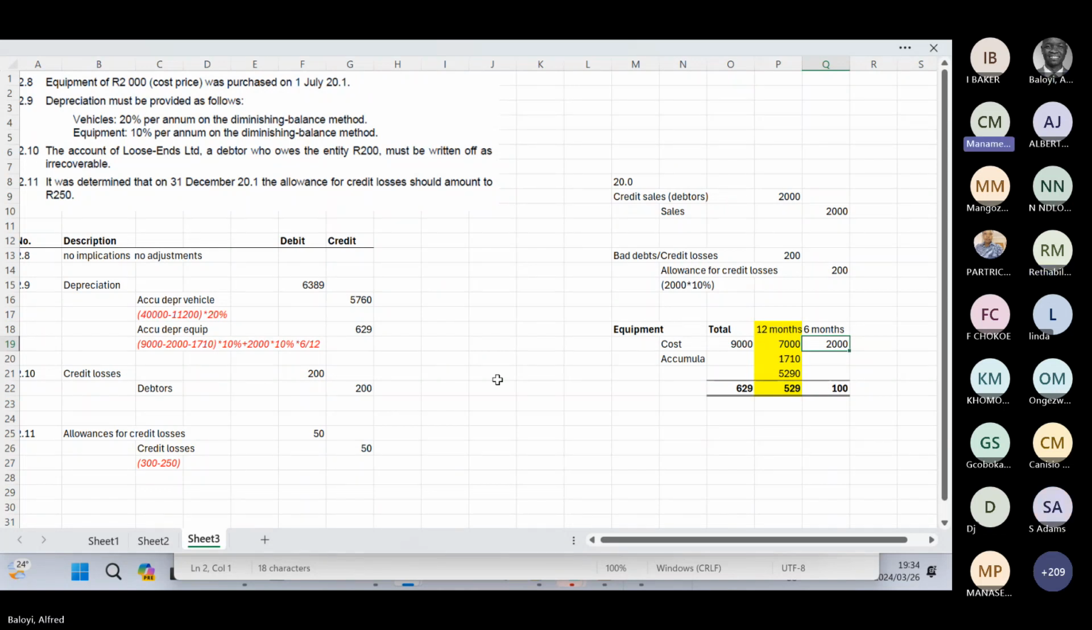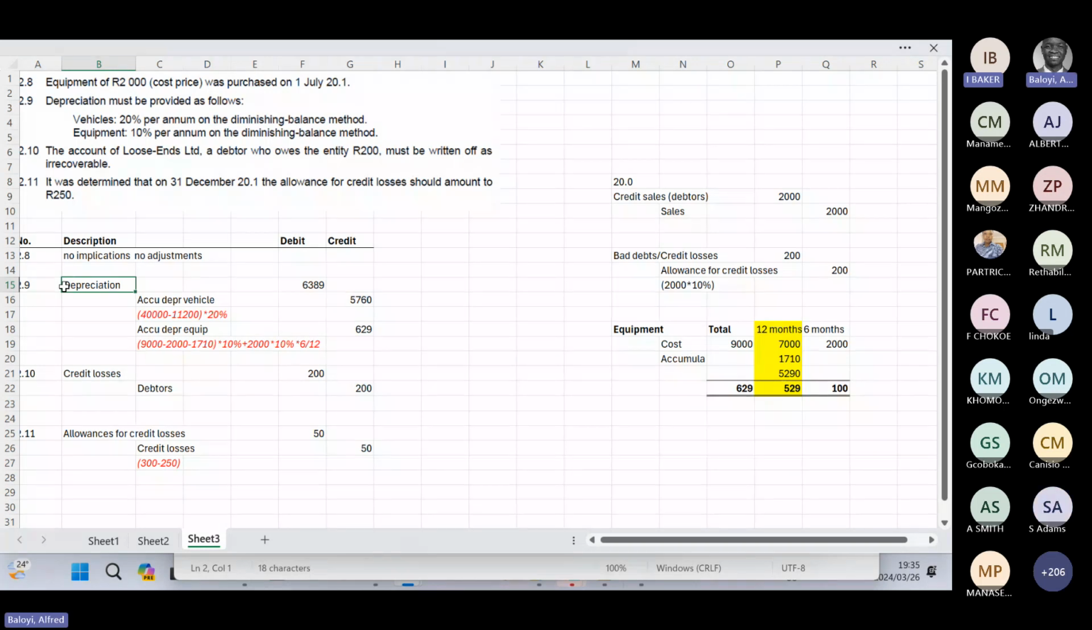Right. Thank you. And Mr. Ian Baker, you can come in. I need to know this depreciation of 6389. How did we get it? And also those calculations. The 6389 depreciation, how do we get it? It's the sum of this one and this one. If you add the 5760 and the 629, it will give you the 6389. Remember the depreciation amount is for all the assets of the entity.